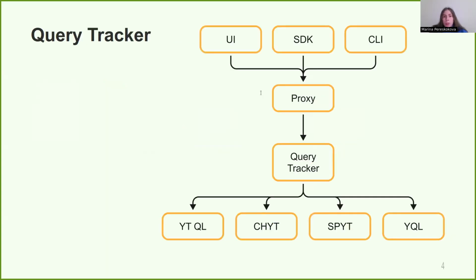Let's see how you can deploy Query Tracker within a cluster. You can run a query both from the UI and through a programming language SDK and a command line. Your query then runs through the cluster proxy, where the primary authentication occurs. After that, it gets to Query Tracker unchanged, and then it gets routed to the relevant subsystem. This is all deployed through the Kubernetes operator. All you need to do is specify all required components in the cluster specification.